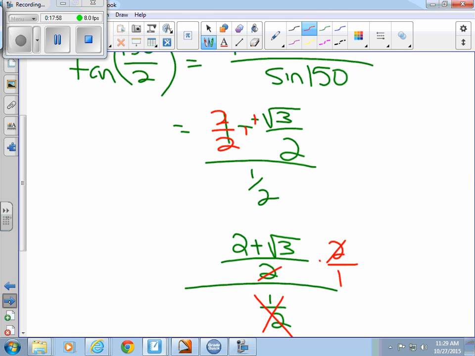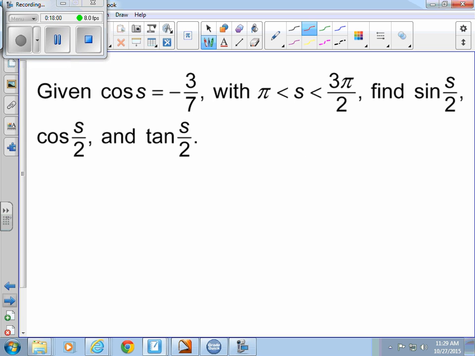Question. Okay, so very similar to some questions we've been asked before. So backwards. So I know that cosine of s is negative 3/7 and s is in quadrant 3. Find the sine of s over 2, the cosine of s over 2, and the tangent of s over 2.